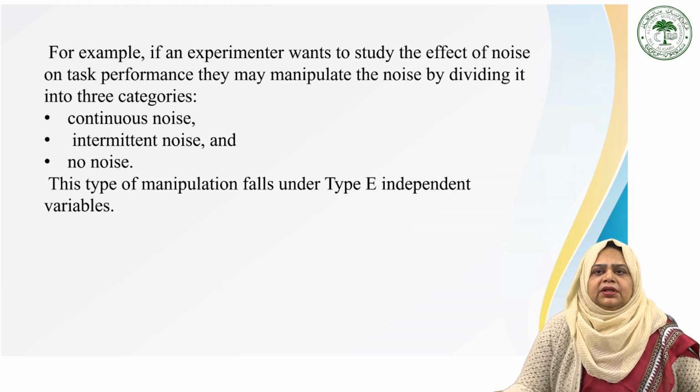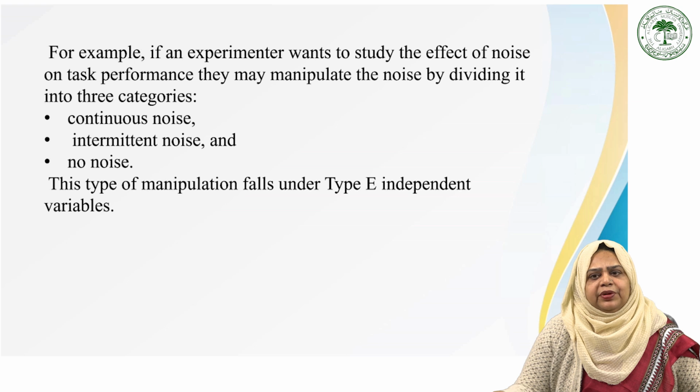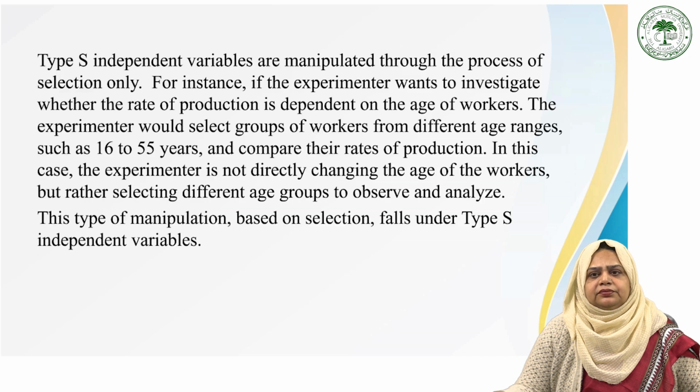For example, if an experimenter wants to study the effect of noise on task performance in an industry, they may manipulate the noise by dividing it into three categories: continuous noise, intermittent noise, and no noise. By directly manipulating the noise levels, the experimenter can determine how it impacts task performance. This type of manipulation falls under type E independent variables.